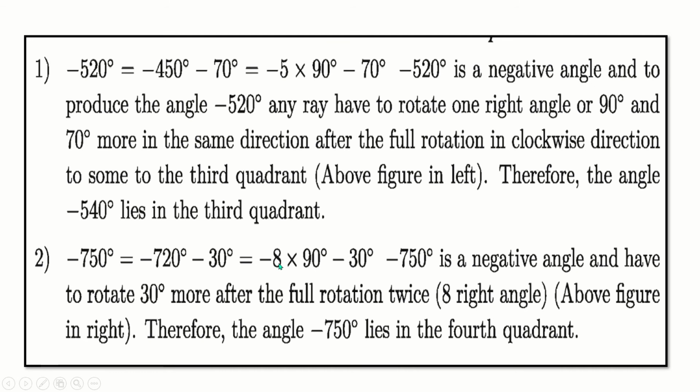This is equal to 8 times 90 degrees. That means the number of right angles is 8. 8 means fourth quadrant, minus 30 degrees. Fourth quadrant, minus 30.